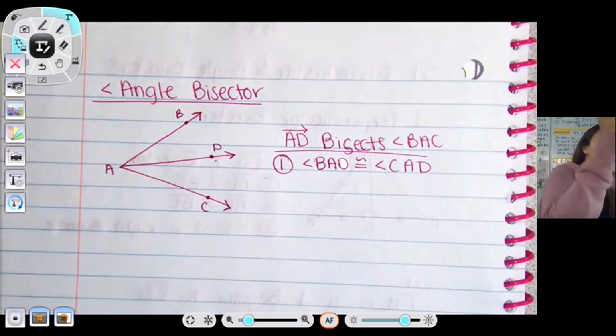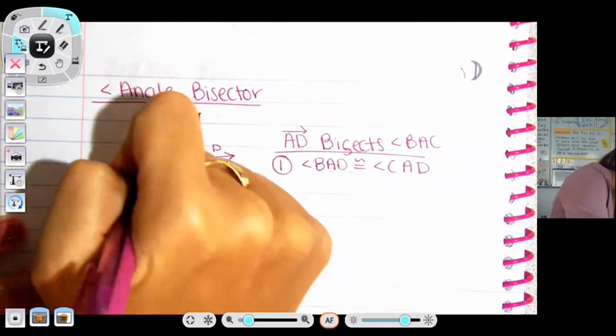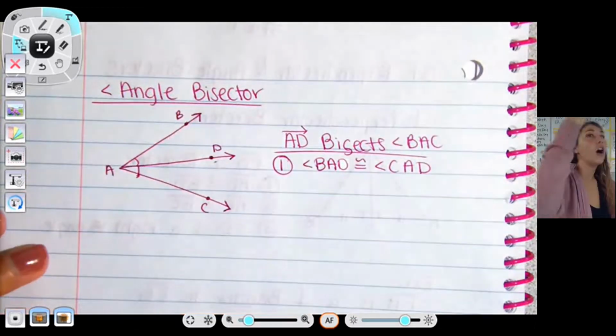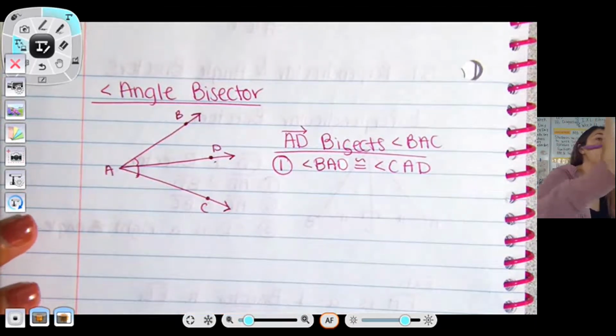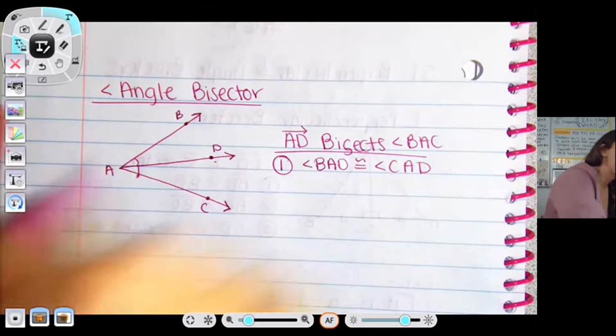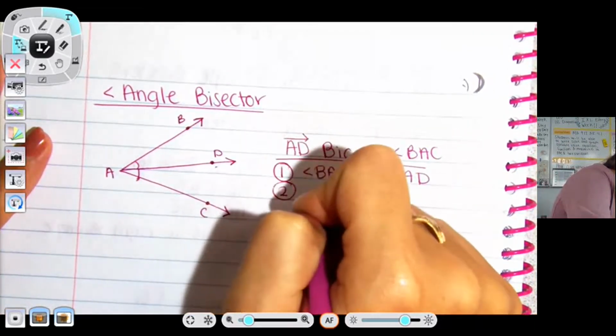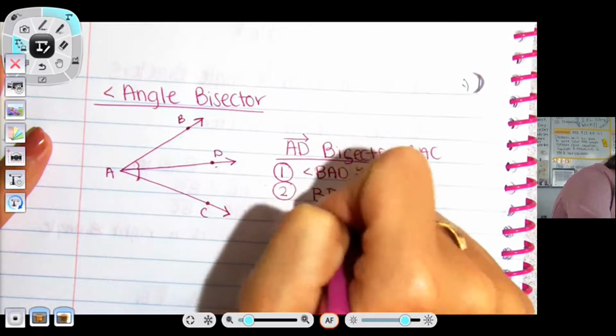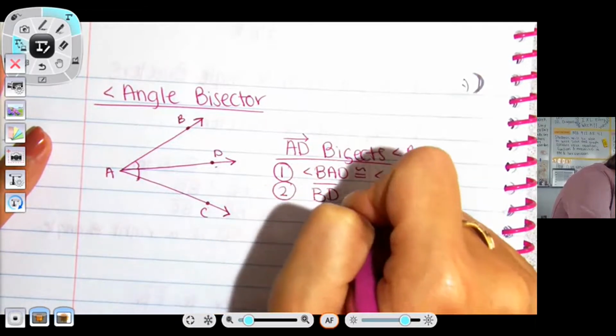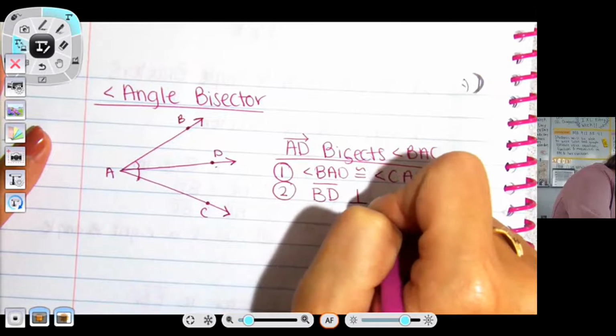Okay, so I want you to put your angle congruency right there, your little arcs. What else does this theorem tell you? The other thing this theorem tells you is that segment BD, and you're probably like, what the heck, is perpendicular to BA.